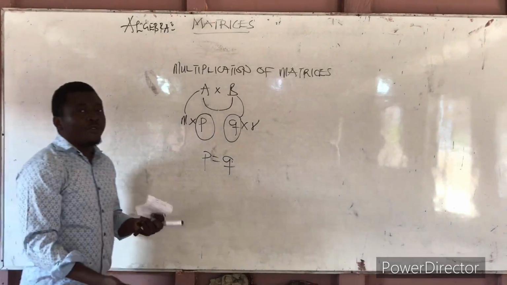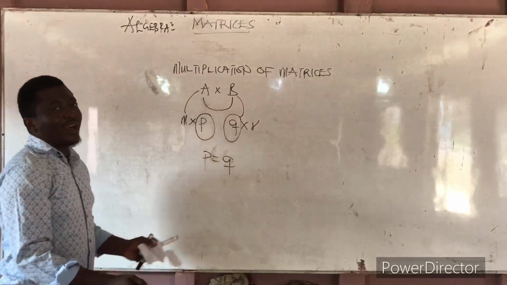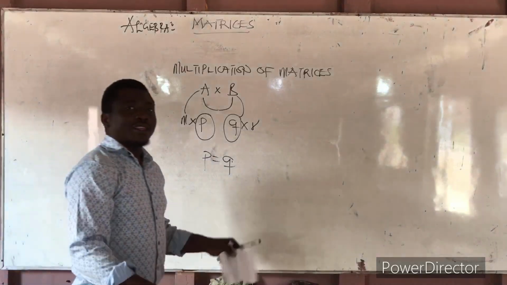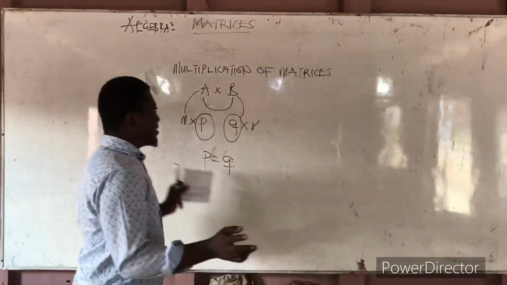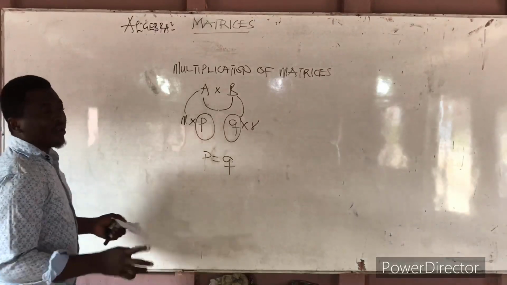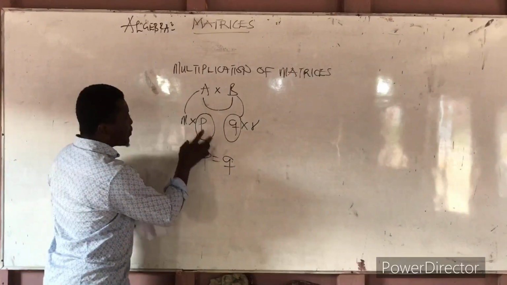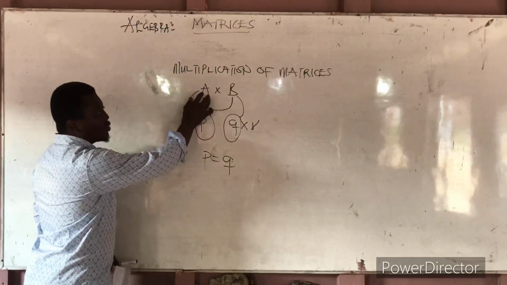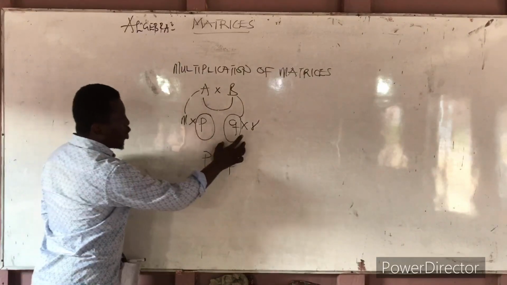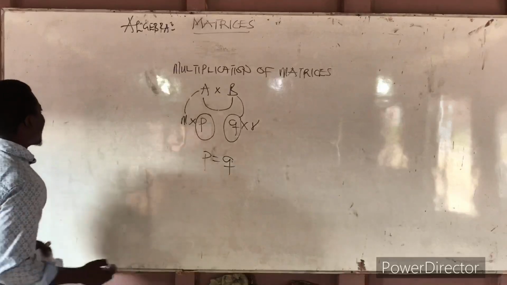Some matrices that you can multiply are two identical matrices, maybe 2 by 2, 3 by 3, or 4 by 4. That one is easy to multiply. But if it is not a square matrix of the same dimension, make sure that the A that you are going to use to multiply the B has its number of columns equal to the number of rows of the second matrix. So let's take an example.